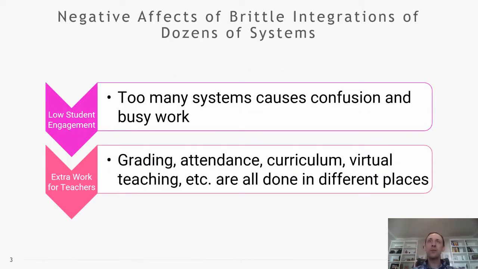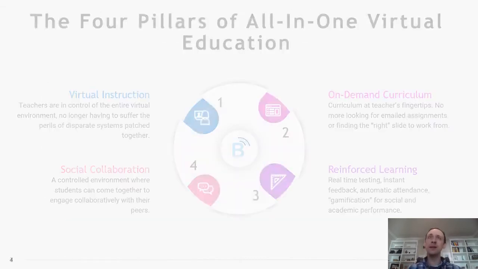And so as a result of this, we see there's too many systems. It's causing confusion. So you have low student engagement, and also teachers are overworked. They're already overworked. So then you add to the fact that grading and attendance and curriculum and virtual teaching are all done in different places, and they have to work to integrate all of that. That's even extra work and burden on the teachers. So we wanted to eliminate that.